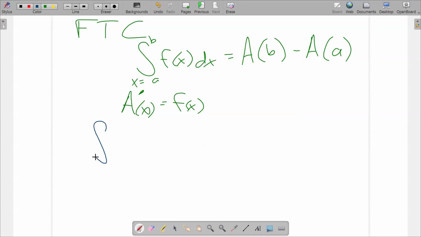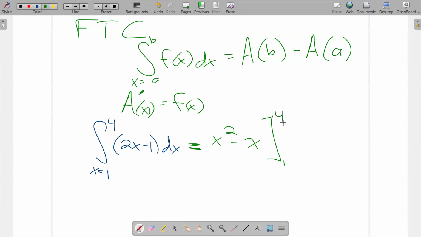So applying it to our problem, the integral as x goes from 1 to 4 of 2x minus 1 dx. If I can come up with a function that is an antiderivative of that, well, what's an antiderivative for 2x? x squared, right? Because the derivative of x squared is 2x, and an antiderivative for negative 1, negative x. And then if you're going to set these two equal, you have to write on the other side a 1 and a 4 for the bracket. Otherwise, they're not quite equal.